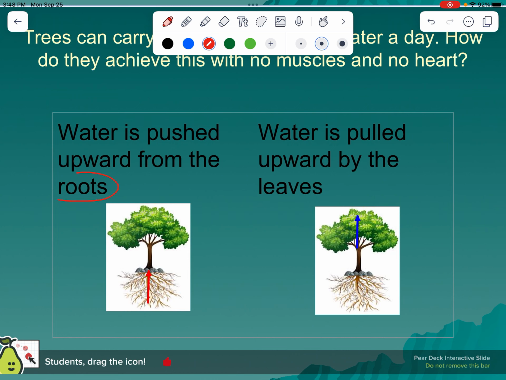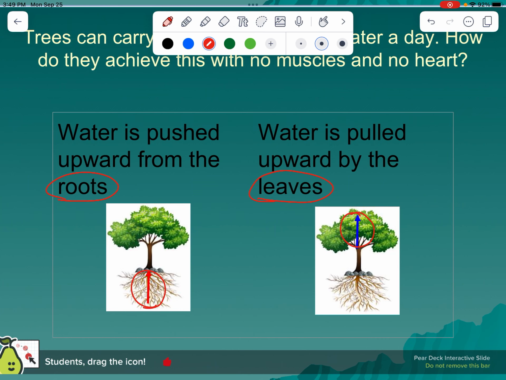Choice number one, water is pushed upward from the roots. Choice number two, water is pulled upward by the leaves. So these two choices differ in where this whole process starts. This is saying water is pushed up from the roots down here. This is saying water is pulled up by the leaves, right, up there.